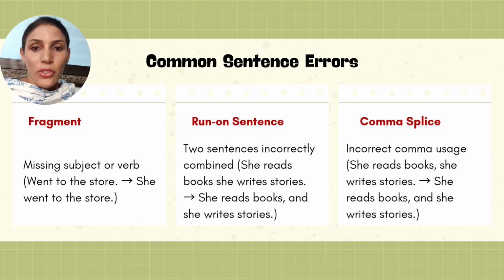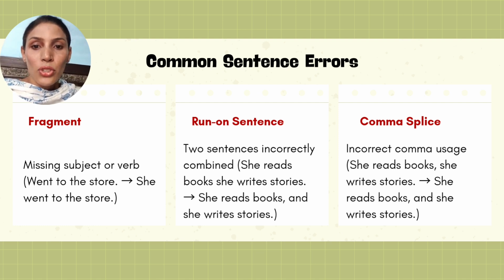Here I'm going to discuss some common errors in sentences, and these are three: fragment, run-on sentence, and comma splice. A fragment is a sentence missing a subject or verb. "Went to the store" versus "she went to the store." If we say "went to the store," who went to the store? There is no clarity in the sentence. But when we say "she went to the store," there is no fragment and the sentence is very clear.